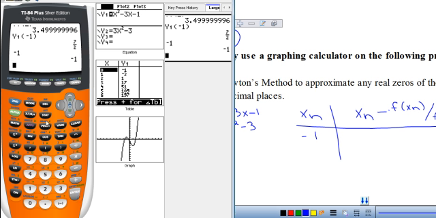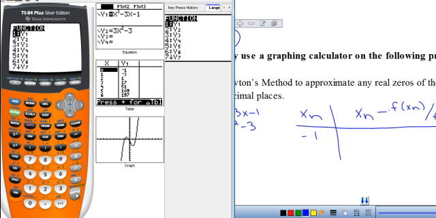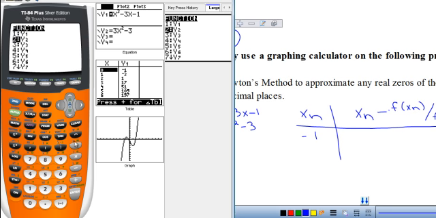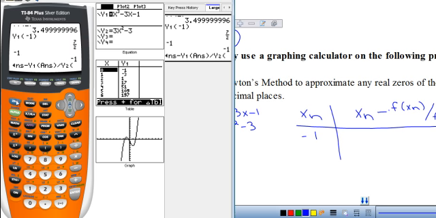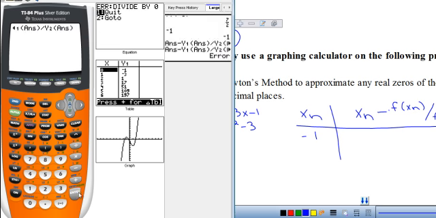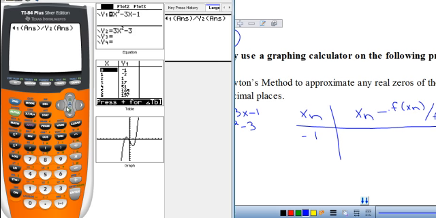Okay. So then I'm going to go answer minus, remember that my original function is in my y1, divided by my derivative, which is in my y2. Okay, so -1 isn't going to work. So what I'm going to do is I'm going to go ahead and approximate. Let's use -2. That's an approximation.